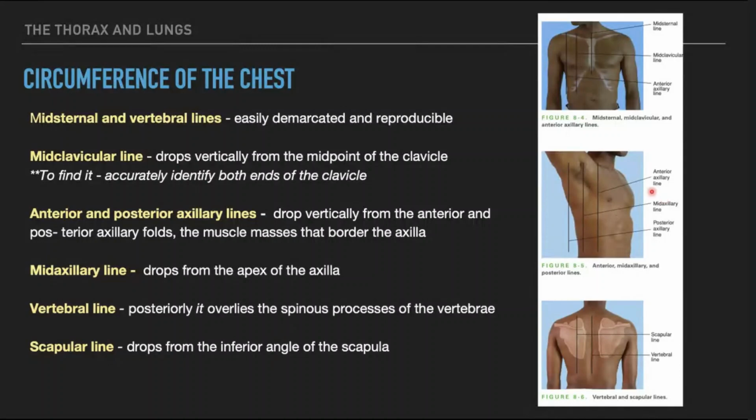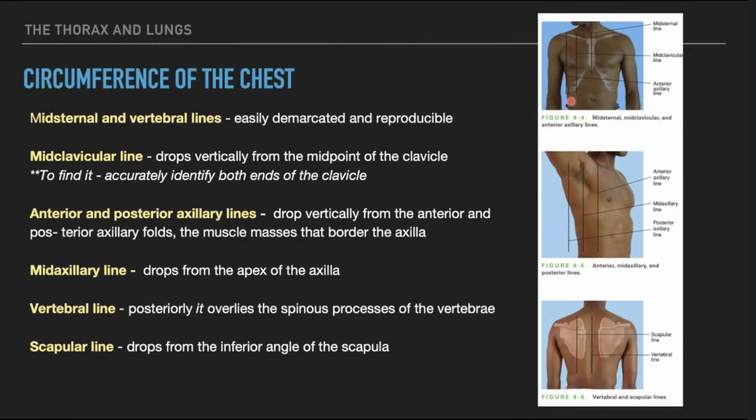So for the lines of the chest, there are important lines or margins that we also consider. The mid-sternal and vertebral lines are easily demarcated because of the area of the structures that they represent. So the mid-sternal line, as well as your vertebral line at the back. The mid-clavicular line is the line that drops vertically from the midpoint of the clavicle.